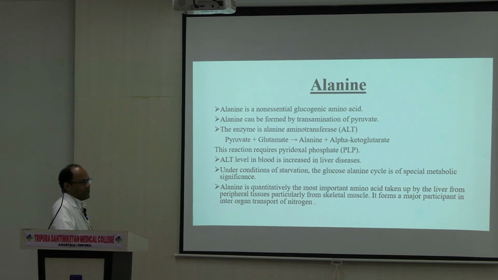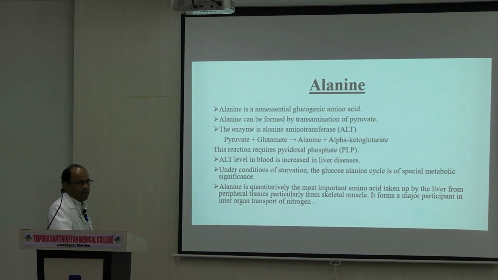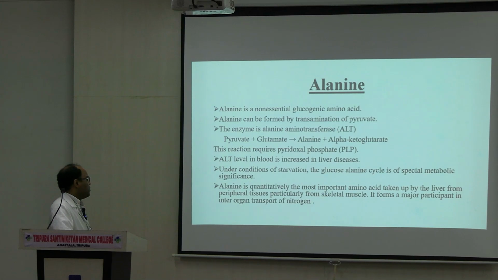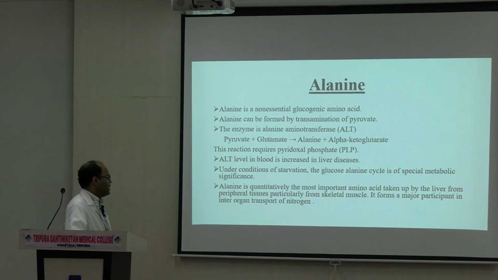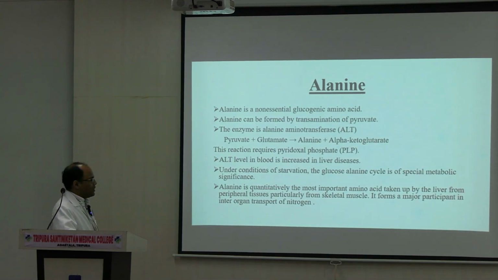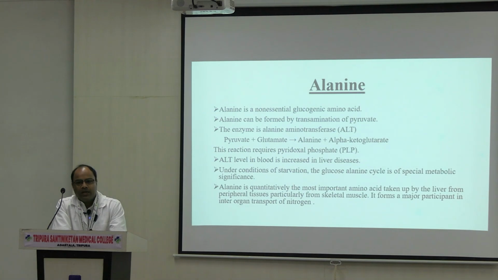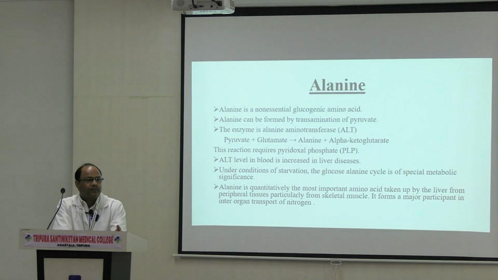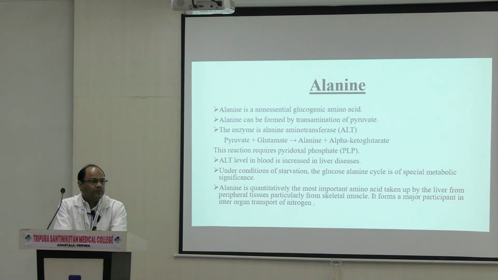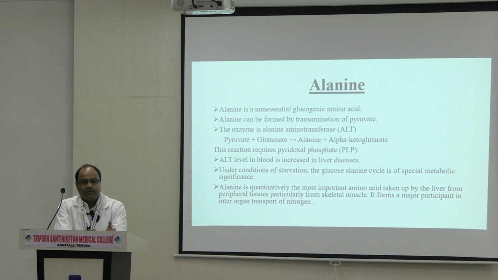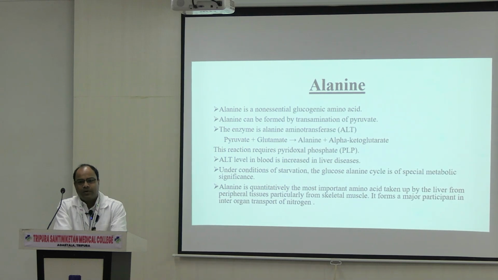ALT is elevated in liver disease. Under conditions of starvation, the glucose-alanine cycle is of special metabolic significance. Alanine is quantitatively the most important amino acid taken up by the liver from peripheral tissue, particularly from skeletal muscle. It forms a major participant in inter-organ transport of nitrogen. So alanine is non-essential and also a glucogenic amino acid. It is important for liver-muscle inter-organ transport of amino acids.